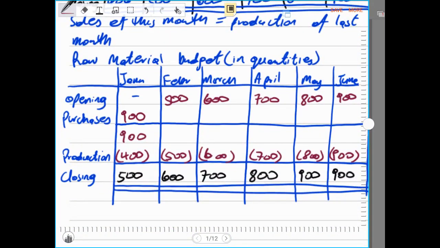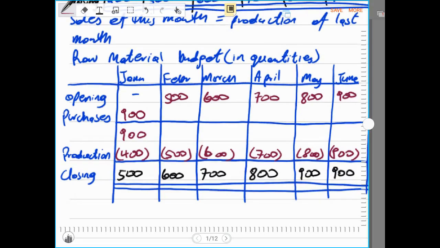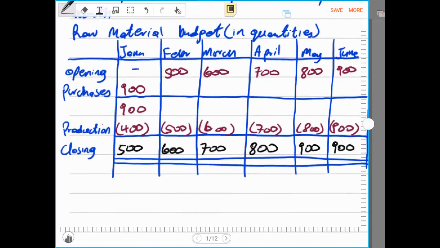So now we say, okay, we must do now the purchase for the month of February. Now in this case, let me bring your attention into something very important. So now purchases, this is another statement that is very important. Purchases is equal to production of this month.